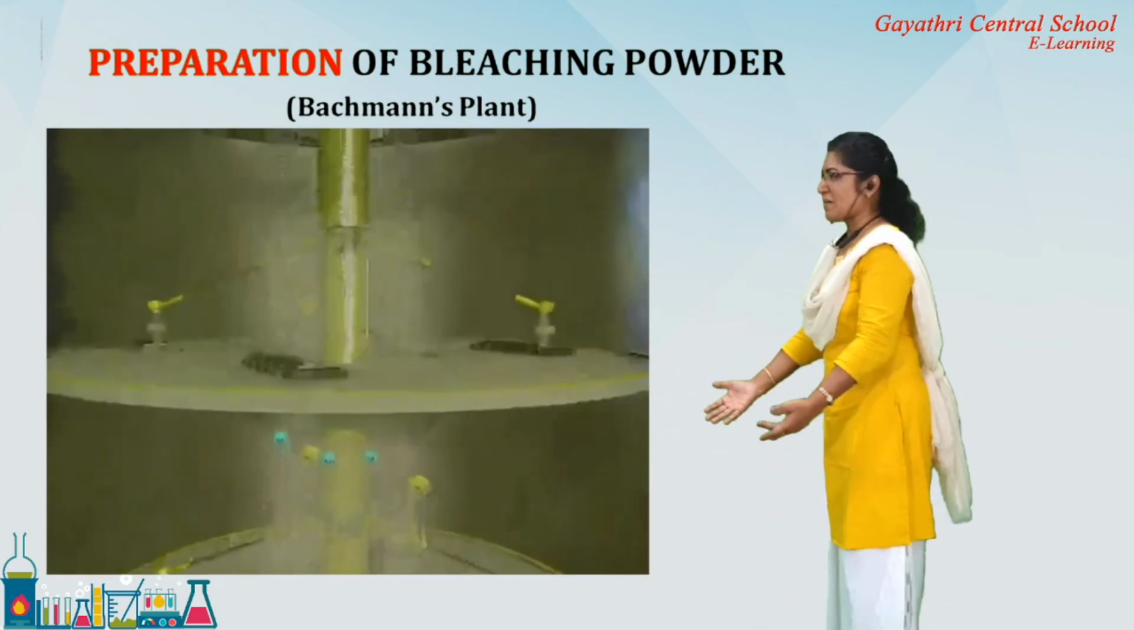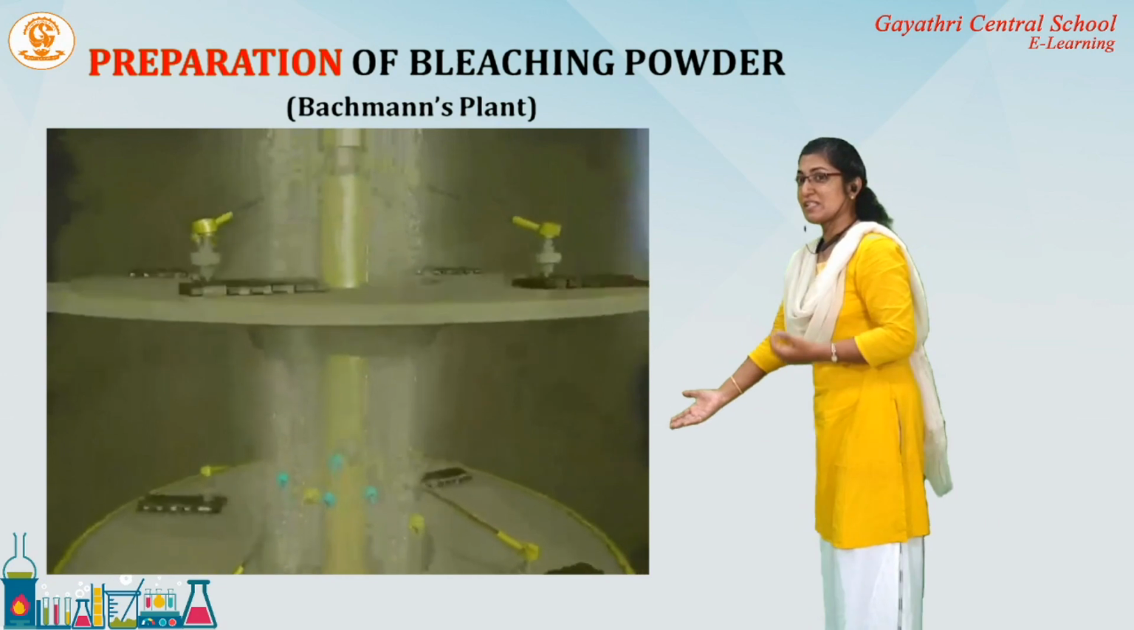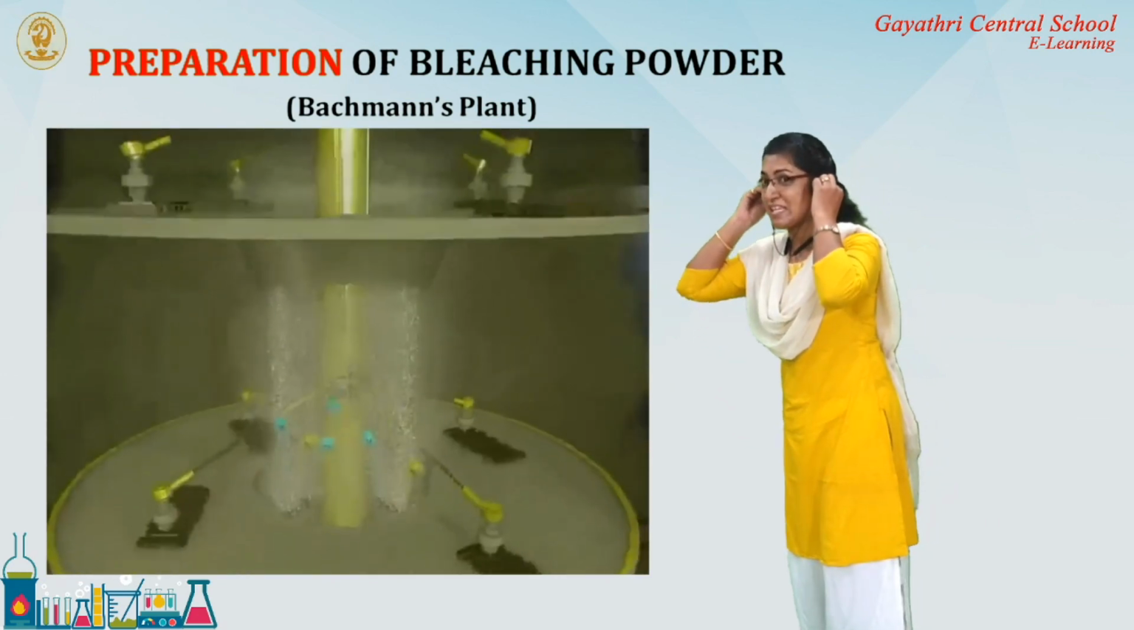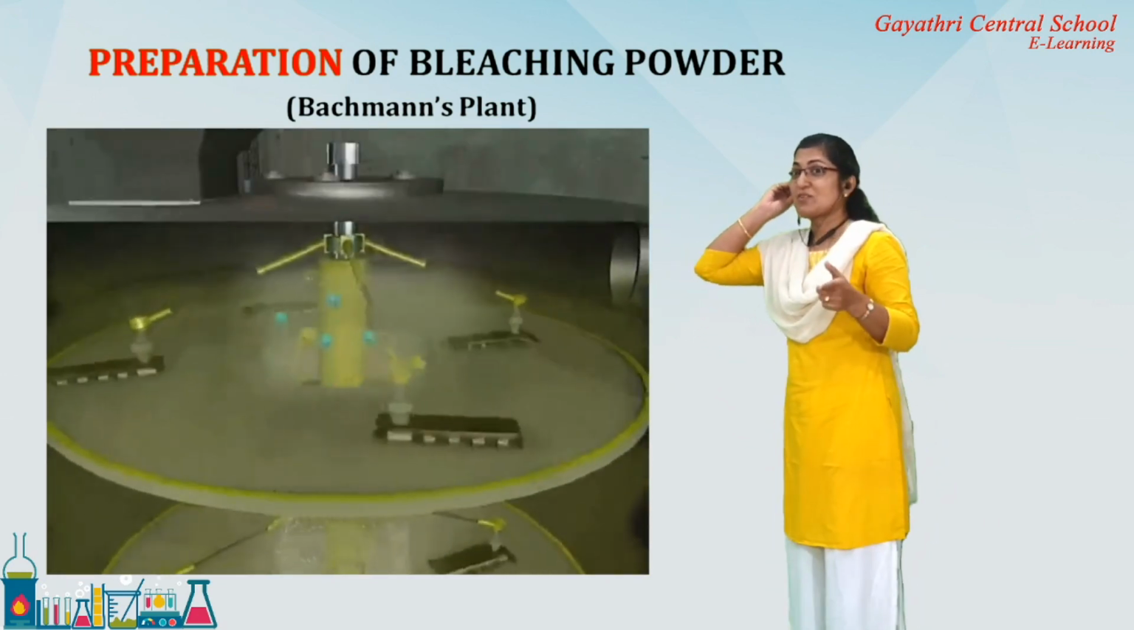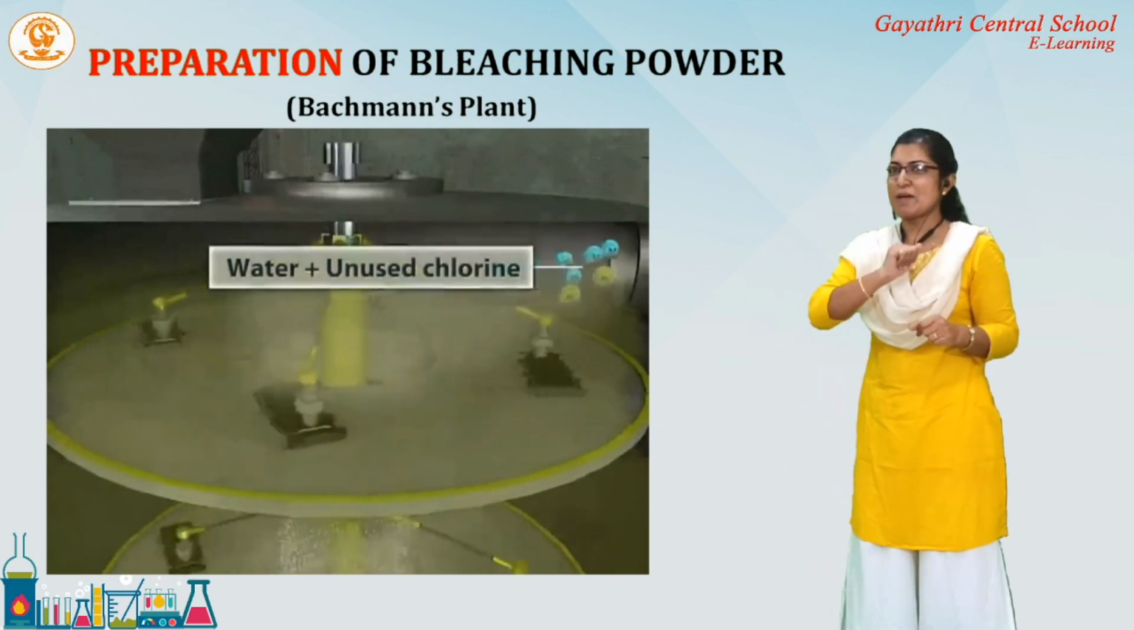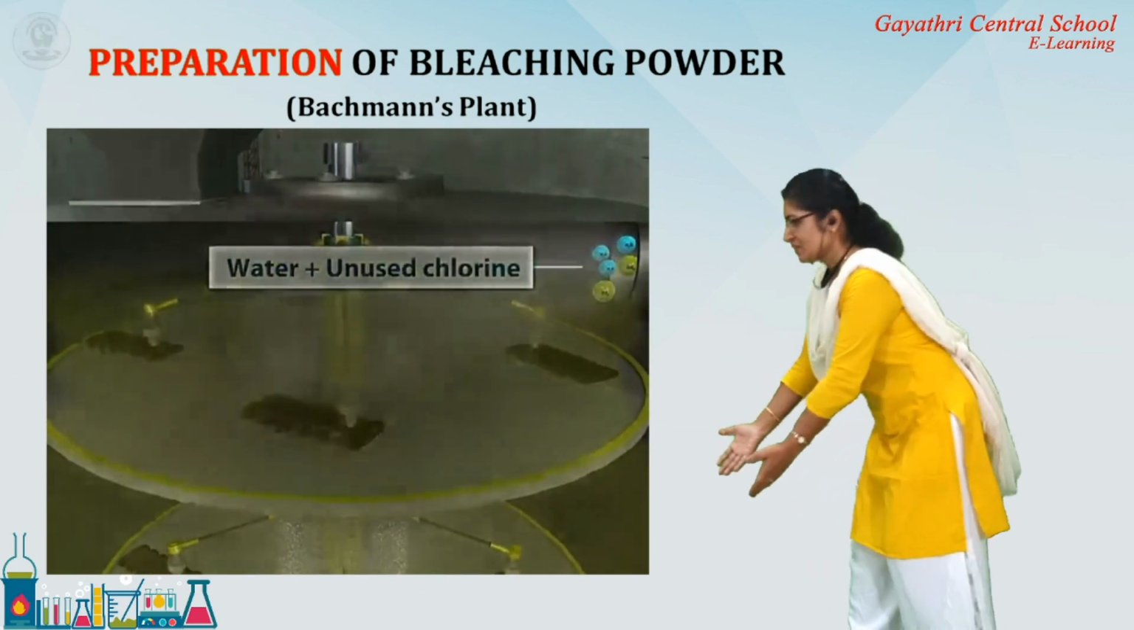Okay. And what is the byproduct of this process? Along with bleaching powder, it is water, isn't it? Now what will happen to water? We'll be pumping hot air, and that water will turn to vapor, and along with the unused chlorine gas, it will move out. Okay, so that is how the process of preparation of bleaching powder using the Bachmann's process works.